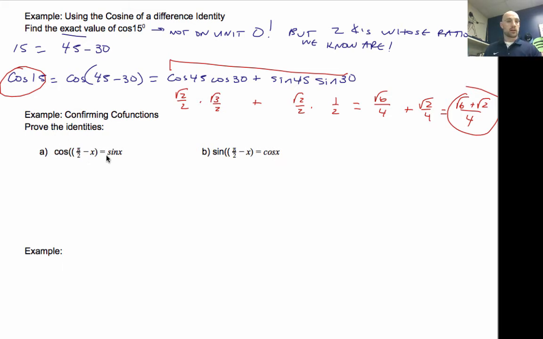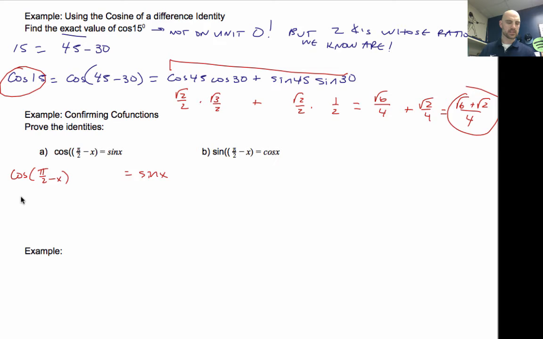Cosine of pi over 2 minus x is equal to sine of x. Well, we're going to pick the complicated side. So I'm going to say, okay, I've got cosine of pi over 2 minus x equals sine x. I'm going to rewrite the side. So I've got a difference here. I'm not going to use my cofunction formulas right now, okay? We're going to consider that kind of cheating. So we're not going to use our cofunction formulas. We're actually going to use sum and difference formula to practice using those.